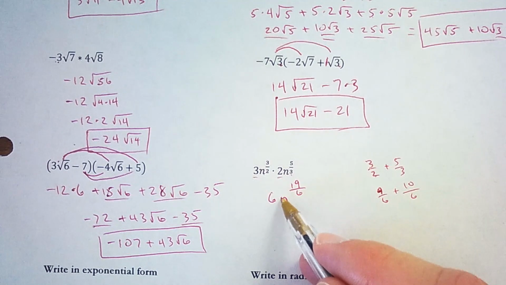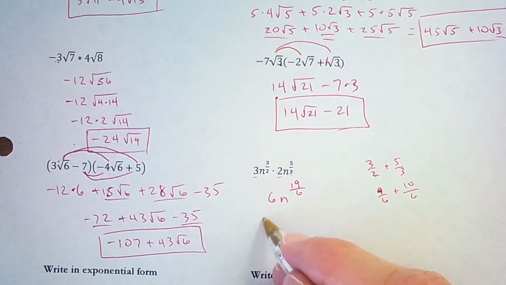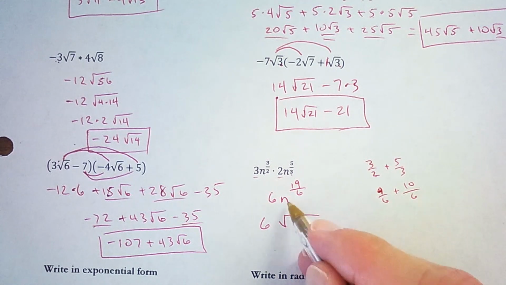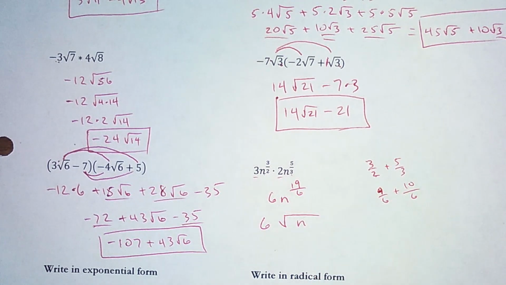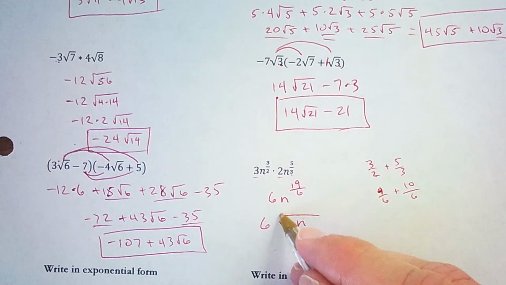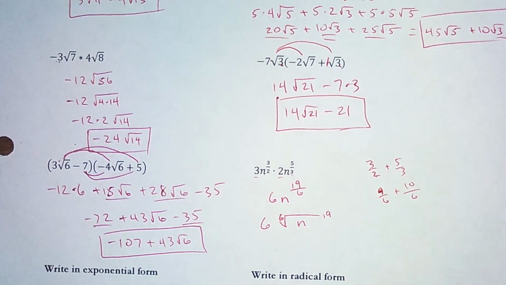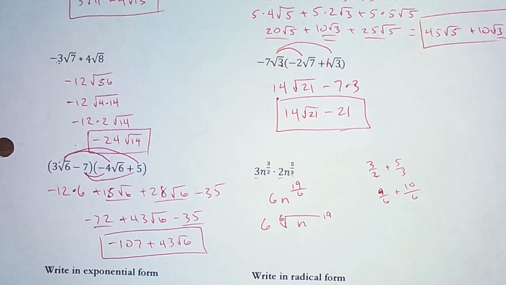Now this 19 sixths power is only attached to the n. I want to go one step further and make it 6 times a radical. And I've got that n inside the radical. The index here is this denominator. So the index is 6, and the power is 19. So that's 6 times the 6th root of n to the 19th power.